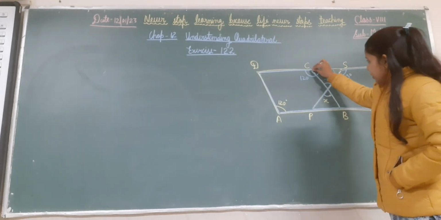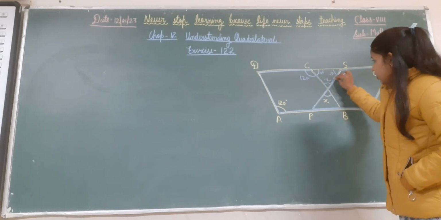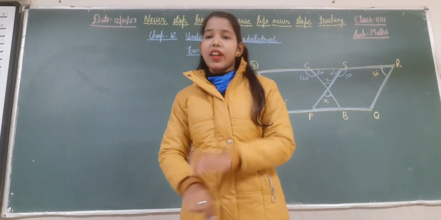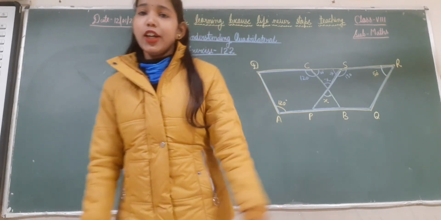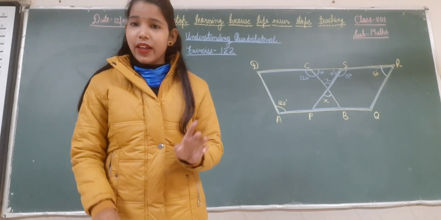Now, ये हमारा क्या बन गया? This is a triangle. Look here. This is a triangle, and we all know that the sum of all angles of the triangle is 180 degree. Here two angles we know. We will find out the third angle. Got it? It's very easy, right class?